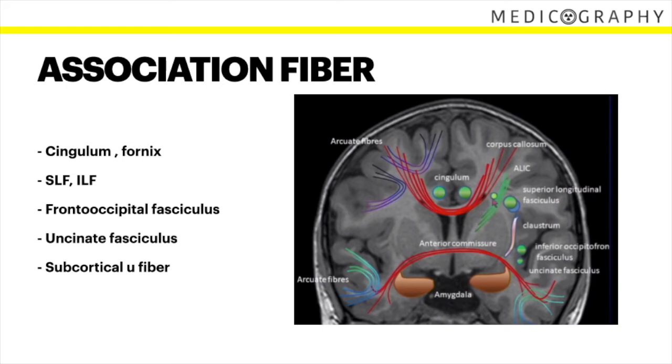Okay, we move on to association fibers. There are lots of fibers, such as the cingulum, fornix, SLF, ILF, fronto-occipital fasciculus, uncinate fasciculus, and subcortical U fibers. Here is the illustration. This is the cingulum, which is like the superior part of the corpus callosum, and this is the SLF, and this is the ILF here.